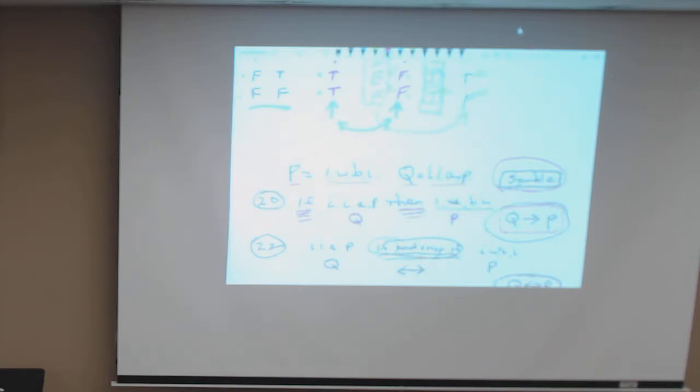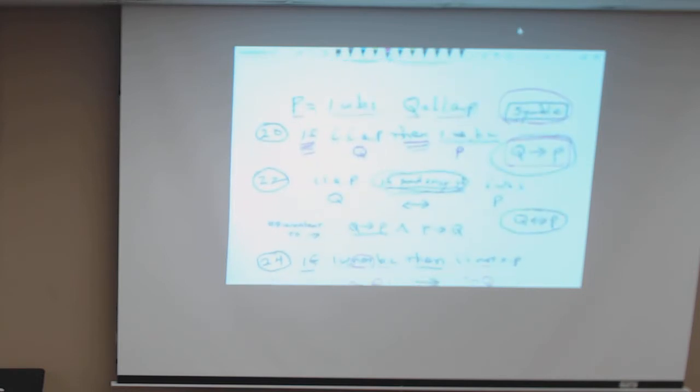Let's go down and do 22. What does 22 say? It's a poodle if and only if I buy it. And I buy it is P, and it's a poodle is Q. And if and only if is this symbol right here. So there's your final answer. Q, if and only if P.